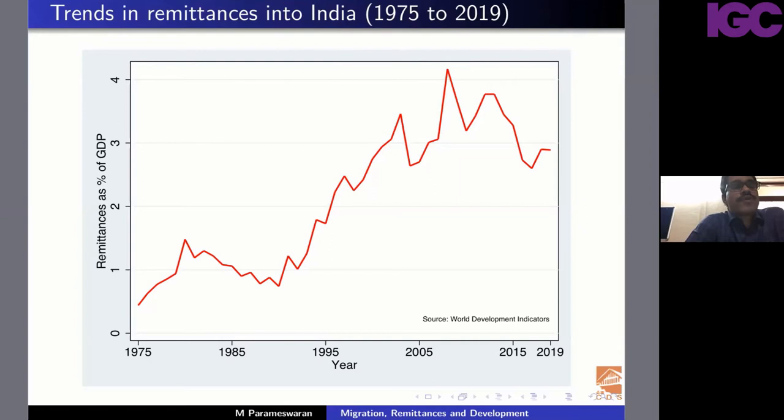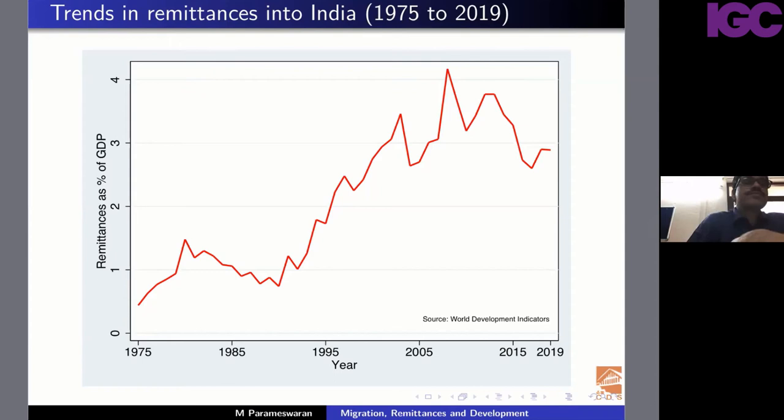From 1990 onwards, what you can see is that this share is increasing, that is, the ratio is increasing. This is partly due to the fact that the exchange rate was liberalized, so that a larger part of the remittances must have come through the official route. That is, earlier hawala transactions must have declined, because hawala transactions happen because of exchange rate restrictions.